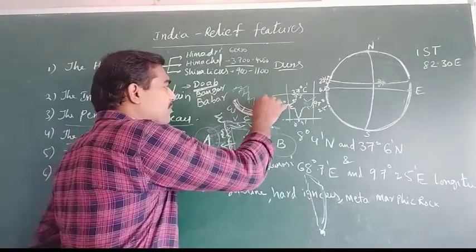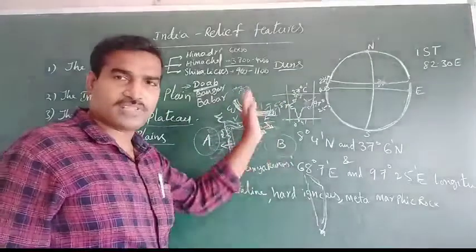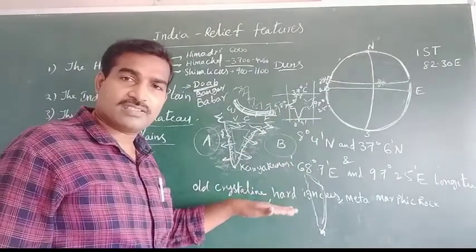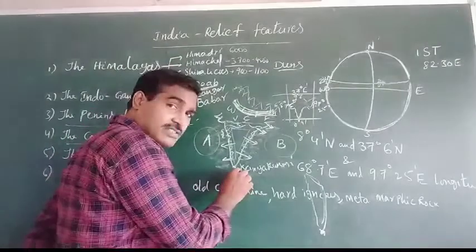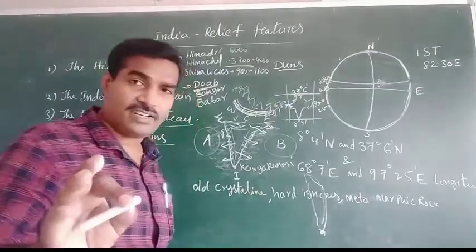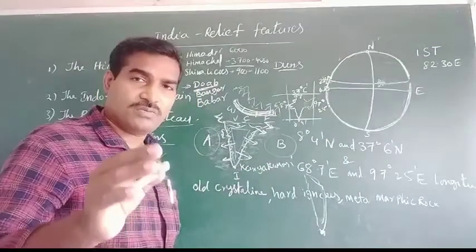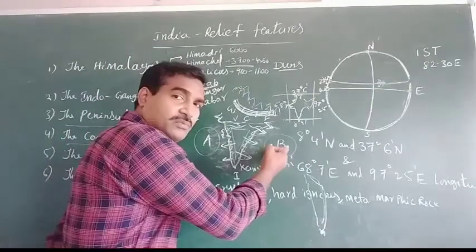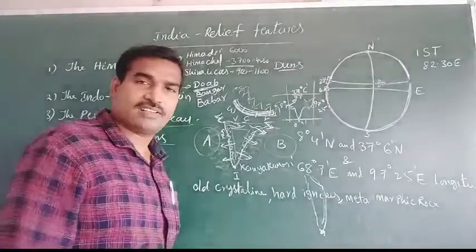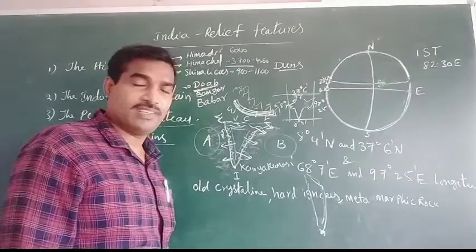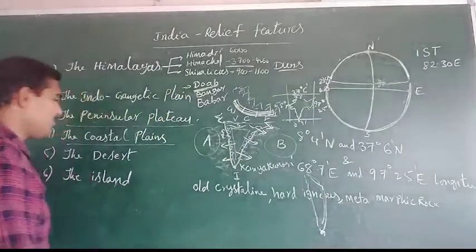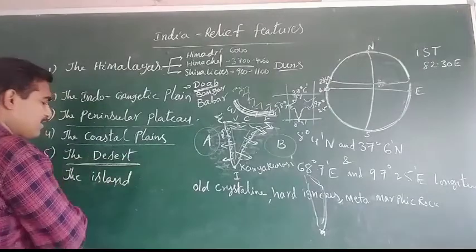What is the northern boundary of India? Himalayas, stretching from Jammu and Kashmir to Arunachal Pradesh. And what is the southern boundary of India? It's known as the Indian Ocean, Hindu Mahasamudram. Bay of Bengal means Bangalakhatam. Arabian Sea, Arabia Samudram. Okay, right? Now, we go to the desert.